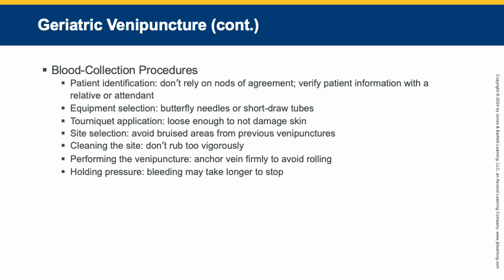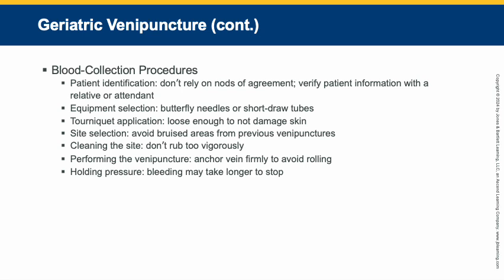If you are drawing a geriatric patient, you still have patient identification. But remember, we said they have hearing difficulties sometimes. Don't rely on nods of agreement. Verify patient information with a relative or attendant if you have to. The equipment selection: use butterfly needles or short draw tubes on them.